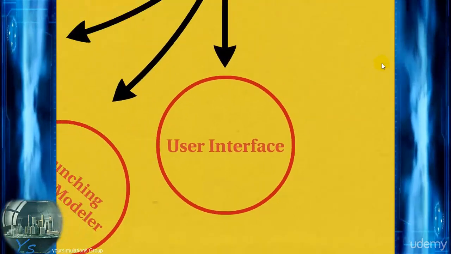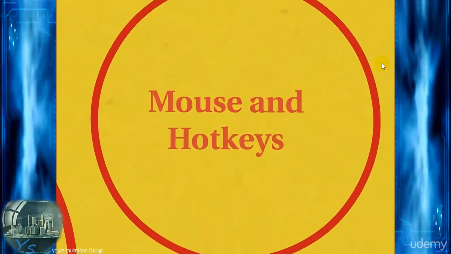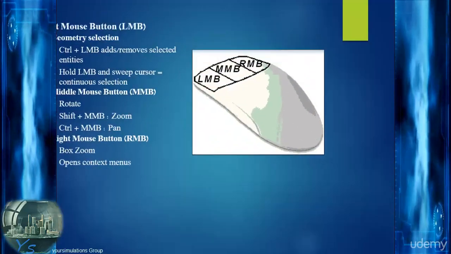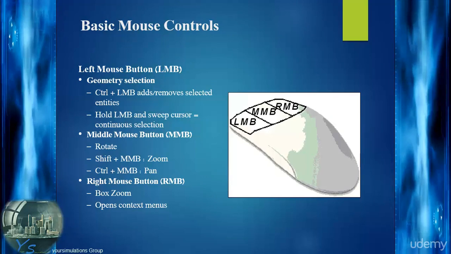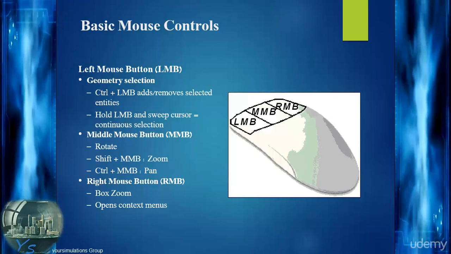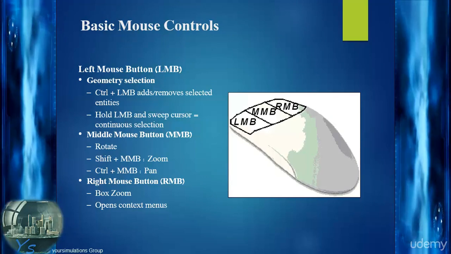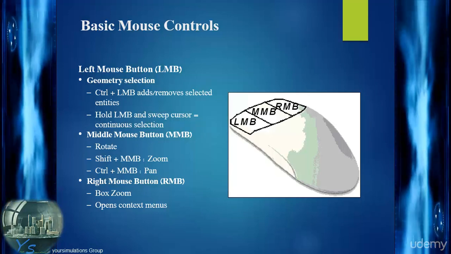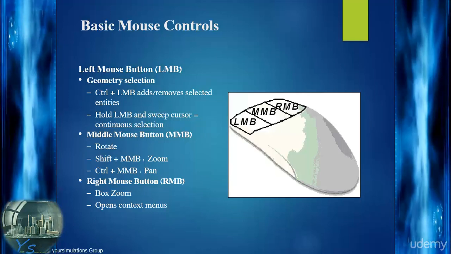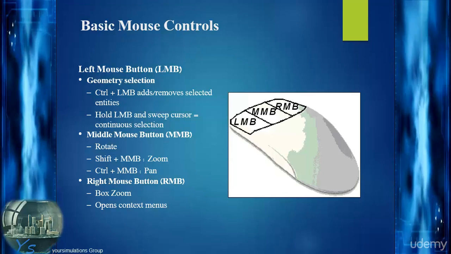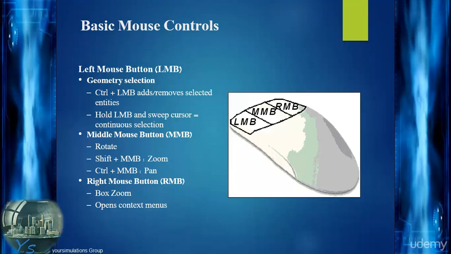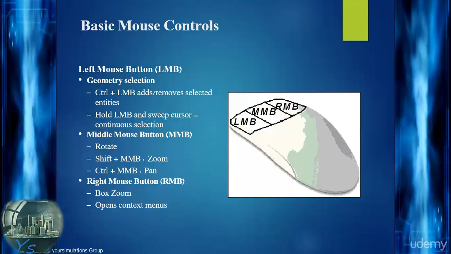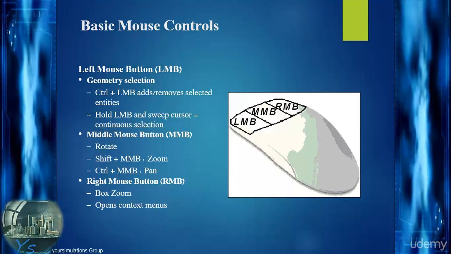The final two slides of this lecture cover some of the mouse controls and some of the hotkeys associated with Design Modeler. So here we can see some of the basic mouse operations. Left mouse button to rotate, middle mouse button to pan, but we can also use the control button as well. So the control with the left mouse button adds and removes selected entities from the list that's already been created.